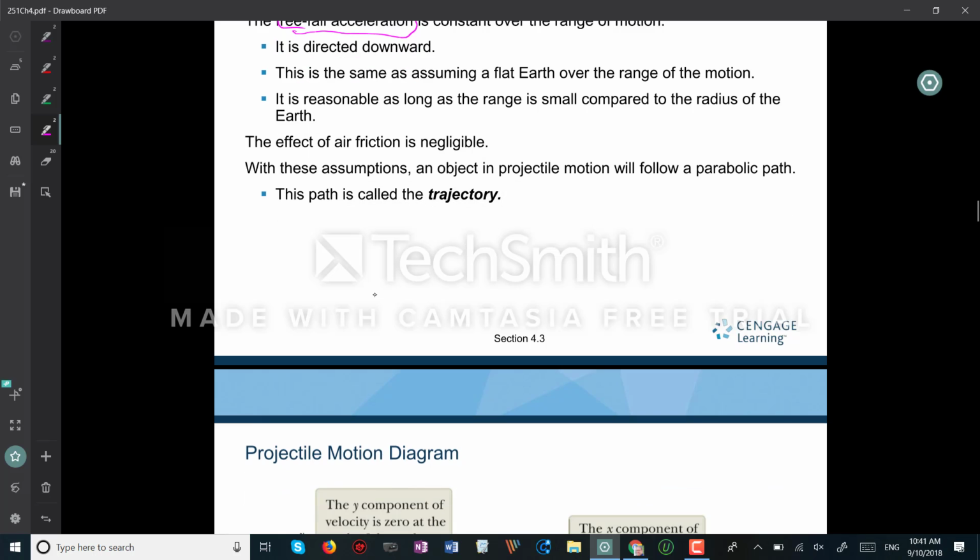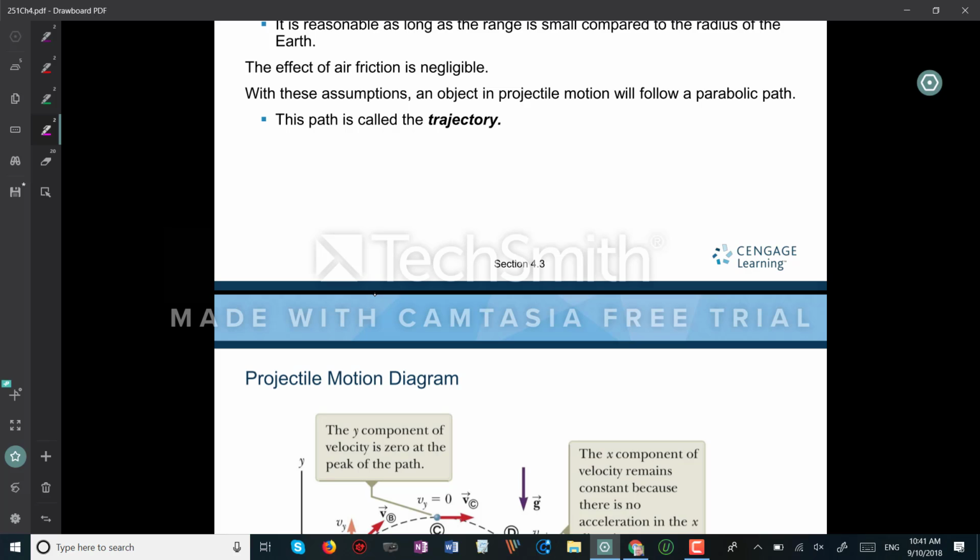The path that is taken by the particle is called trajectory. Everybody say that. Trajectory. Awesome. So let's get out the magic tennis ball again.